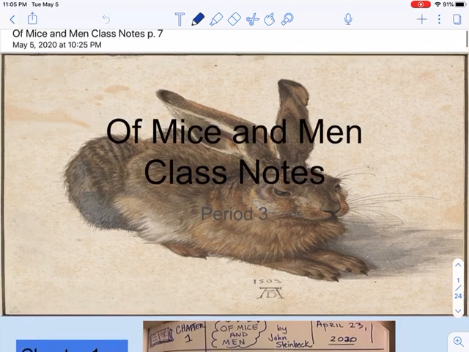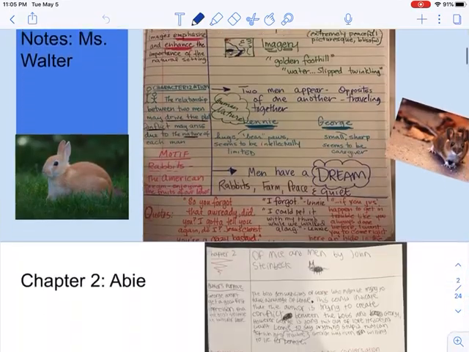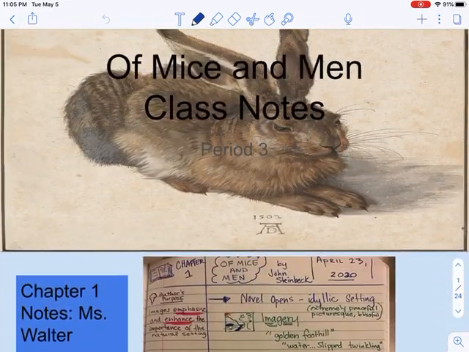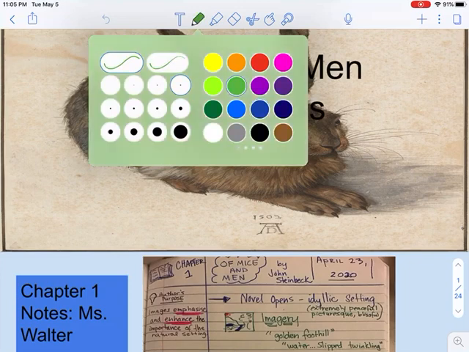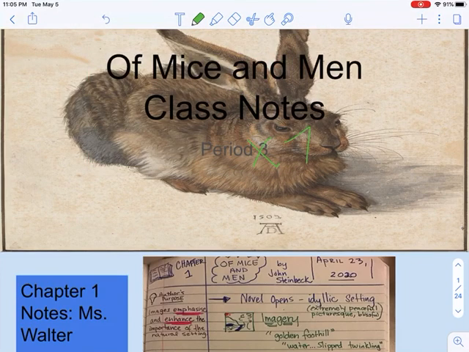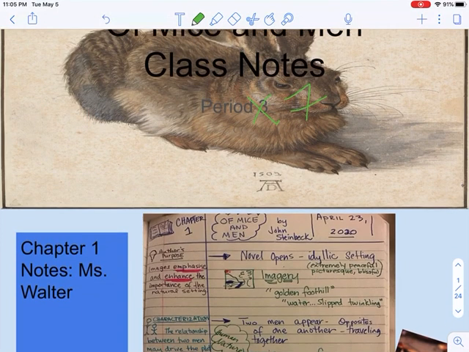So here's my scary rabbit. Oh, is this my period 3? No, it says period 3, but let's fix that right now. Gosh. Get out of here, period 3. This is period 7. Okay.